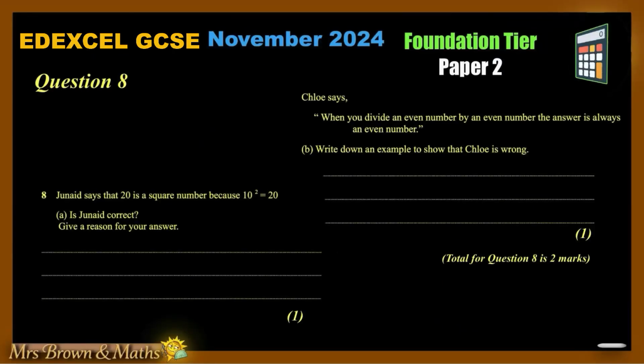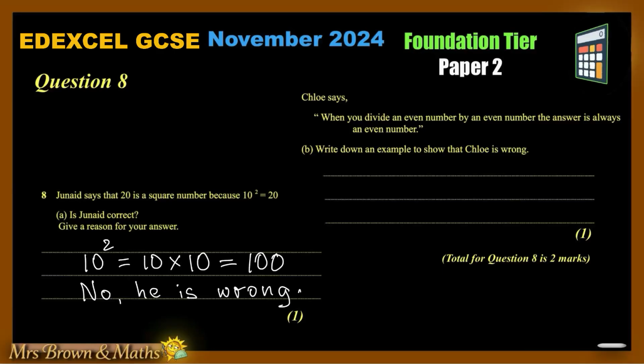Question 8. 10 squared is 120. So that is wrong. Even divided by even is not always even. Examples. 10 divided by 2 is 5. 6 divided by 2 is 3. 26 divided by 2 would be 13.